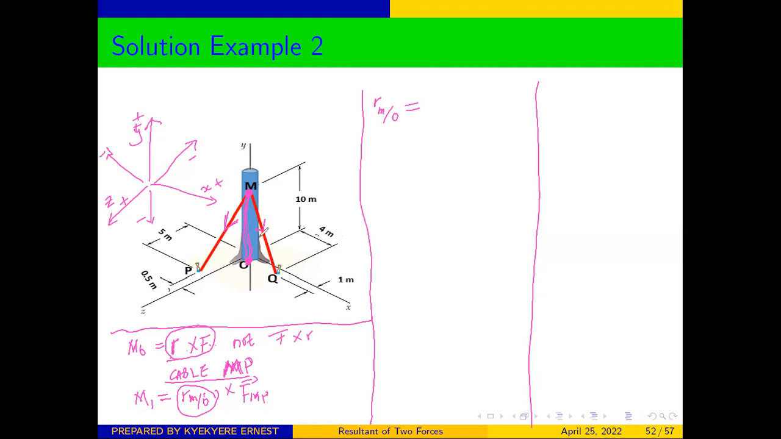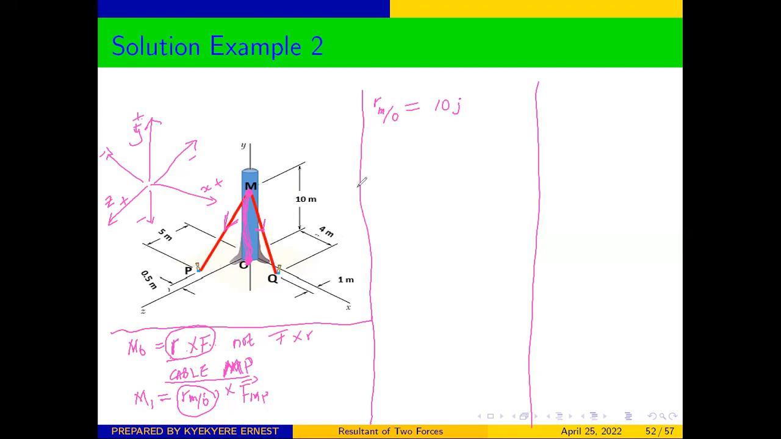Good. So when we are moving from O to M, we'll be moving up, and from our convention, moving up is positive. So we are going to get positive 10, but it's on the y-axis, so we represent it with j.